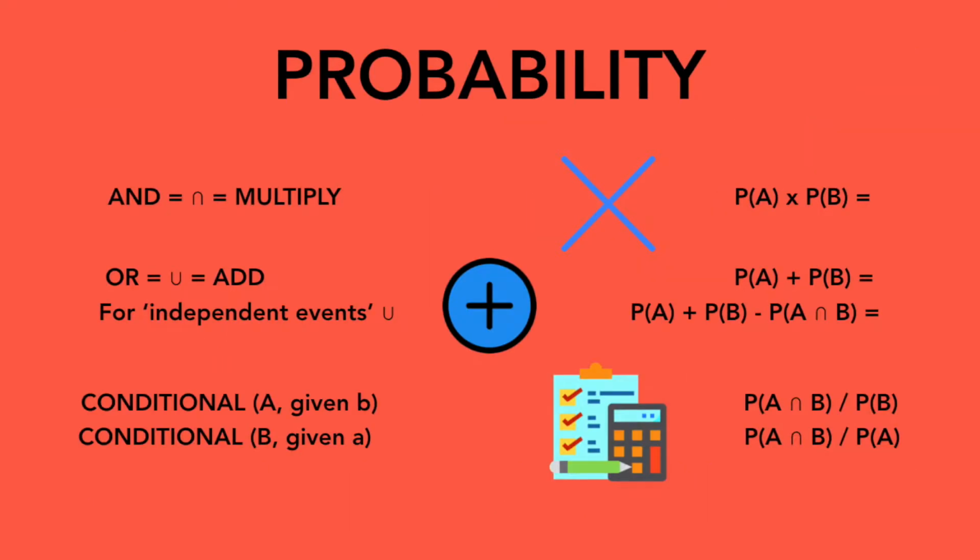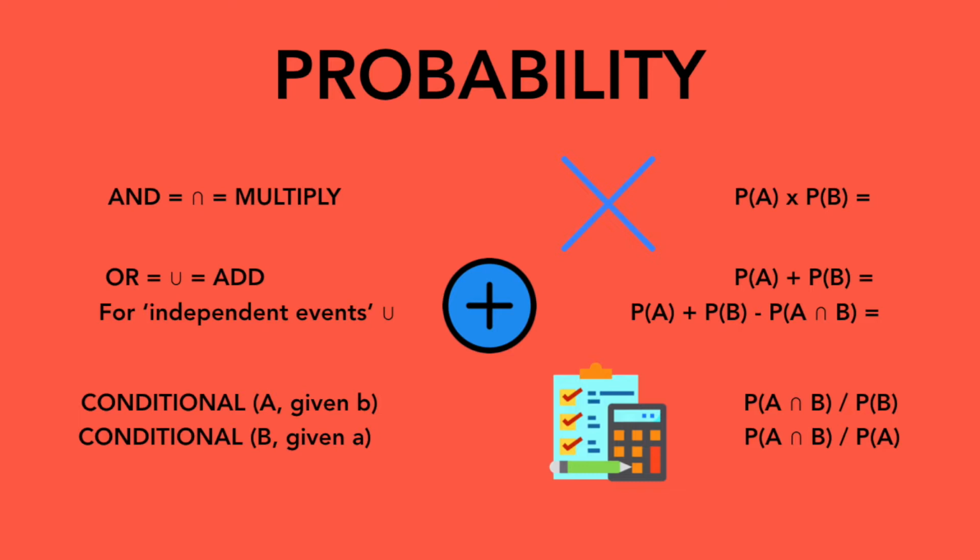In order to solve our probability problem, we need to understand some background theory about the topic. When probabilities are joined by "and," it means intersection. Therefore, we multiply the probabilities. When probabilities are joined by "or," it means union. Therefore, we add the probabilities.